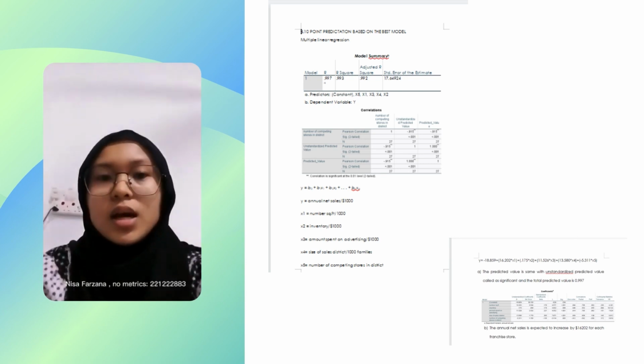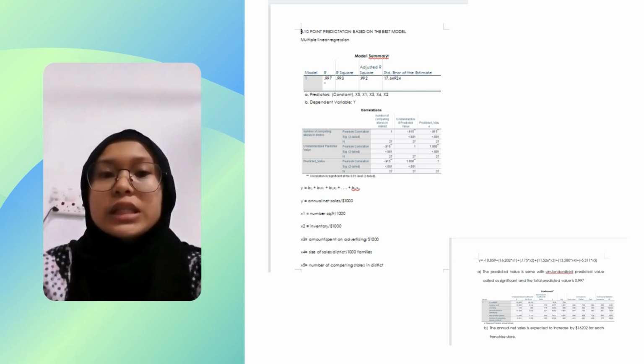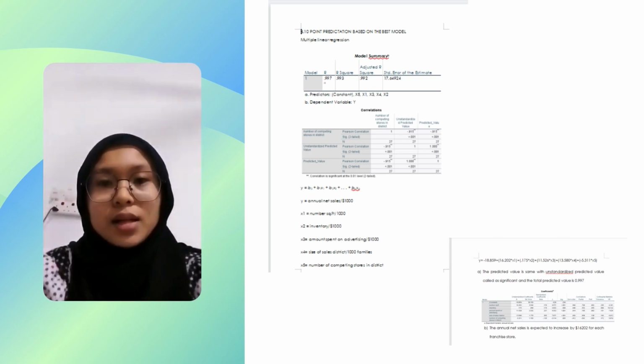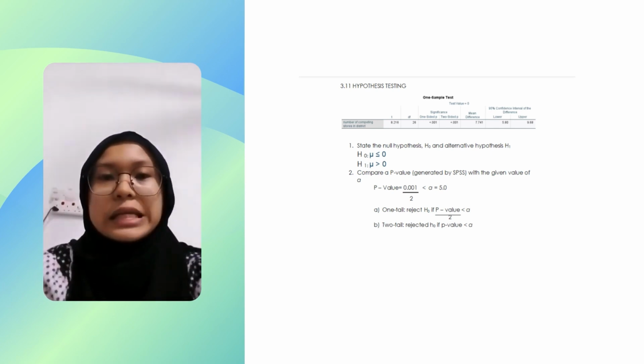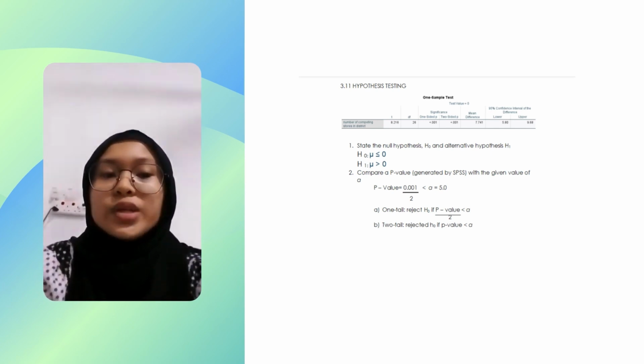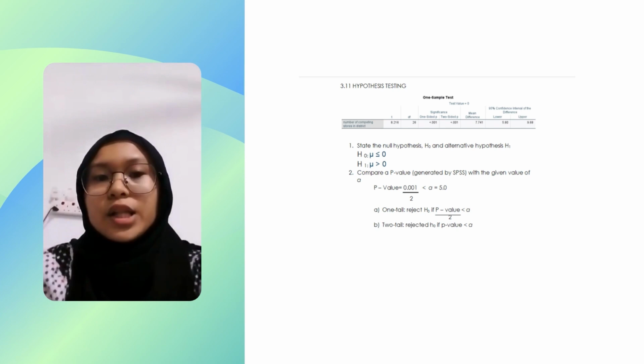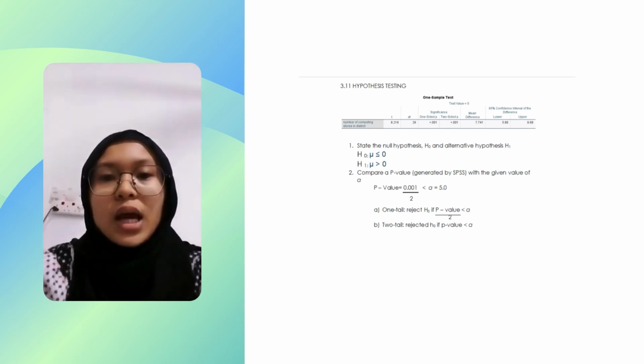I want to present the topic prediction based on the best model, and the answer for the predicted value is the same as the standardized predicted value, which is 0.997, and it's called significant. The second one is the annual net sales is expected to increase by $16,202 for each franchise store. The conclusion we can get from the hypothesis testing is the null hypothesis was rejected by the 1-tail and 2-tail because the p-value is less than alpha.